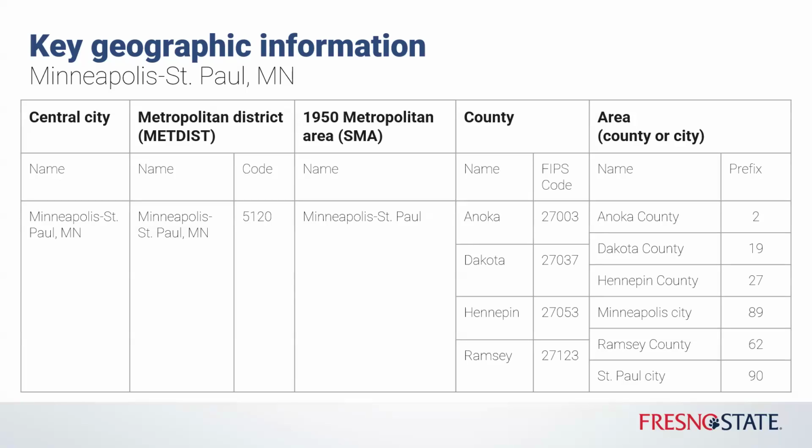If a central city has its own prefix, you need to be aware of that. Minneapolis has its own prefix of 89. Hennepin, where Minneapolis is located, the county has a prefix of 27. So this setup is really important so that you don't get confused later. Make sure you have documented every area that makes up that metropolitan district. And you're aware of all the counties that are in the metropolitan area.